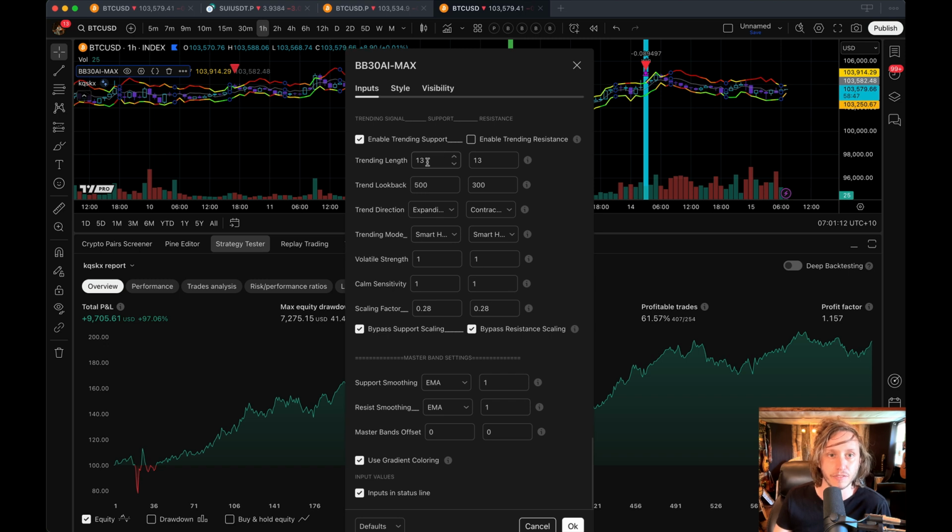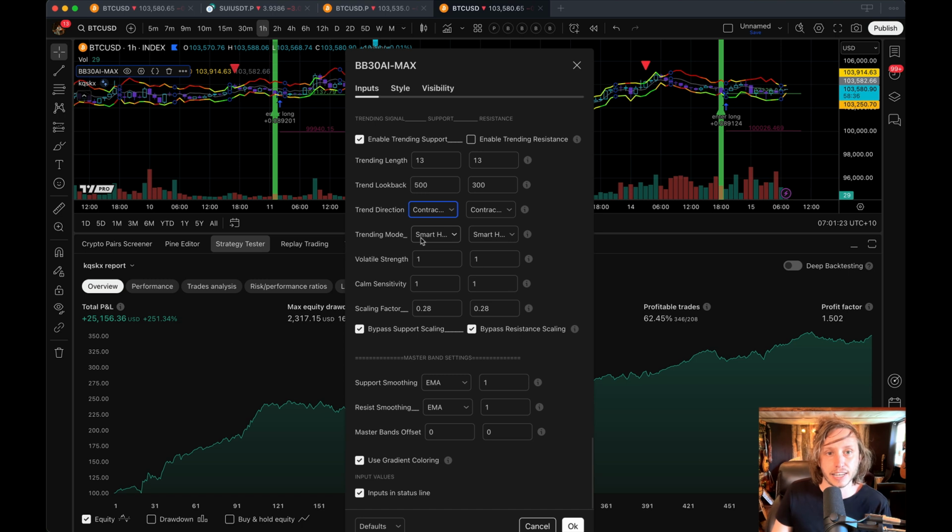Now if you're looking maybe at a shorter trend or longer trend, depending on what you put in here, you might be able to make expanding work as good or even better. So that's something that users can go in and make their choice on.